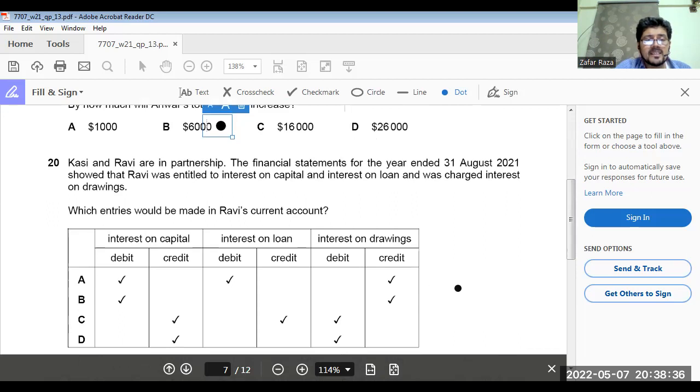Okay. Now, Kasi and Ravi are in partnership. The financial statement for the year ended 31st August 2021 showed that Ravi was entitled to interest on capital and interest on loan, and was charged interest on drawings. What entries were made in Ravi's current account? First, interest on capital should always be credited. Interest on loan is going to be credited. Interest on drawings is going to be debited. So option C is the answer.